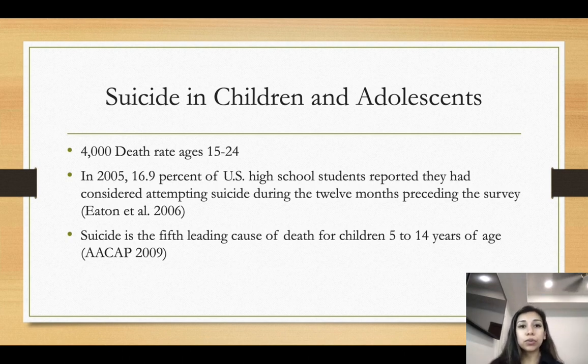So now we're moving on to suicide. Suicide in children and adolescents. There have been 4,000 deaths each year within the ages of 15 to 24. In 2005, 16.9% of high school students reported they considered attempting suicide. And it is the 5th leading cause of death between ages 5 to 14 years old.